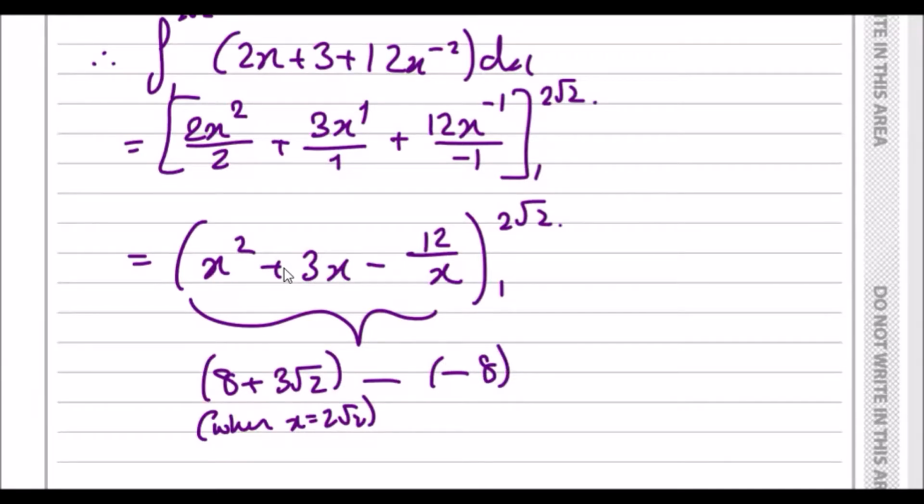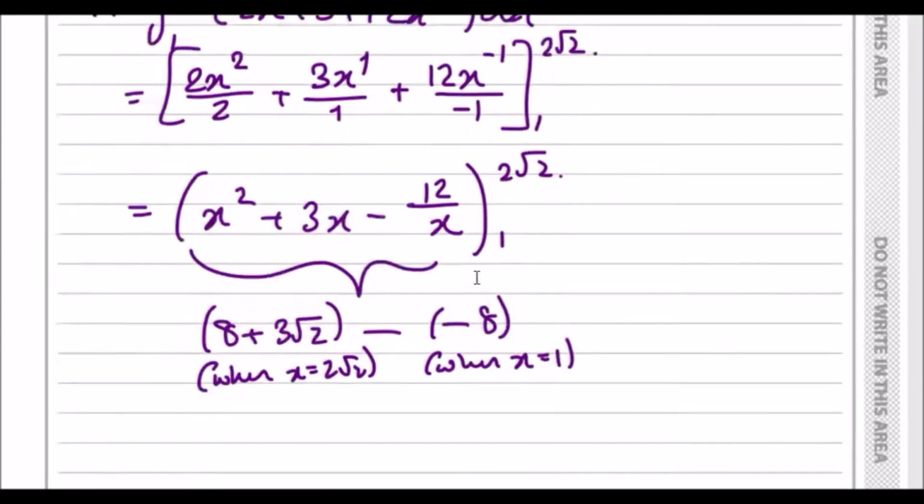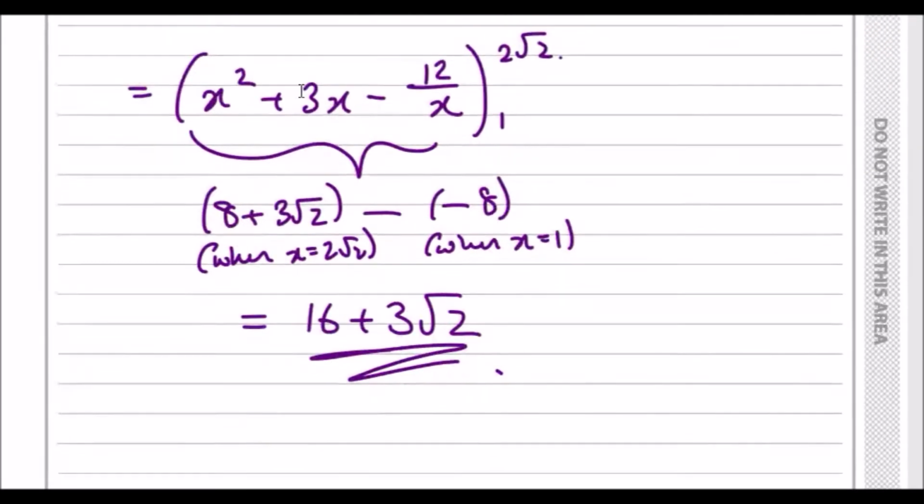So these are your two solutions. This is here when x equals 1. So it's always like that. It's always the upper limit minus the lower limit. And when you plug this all in, you can clearly see that 8 minus minus 8 is 16. And then you have 16 plus 3 root 2. Easy stuff. Not bad.